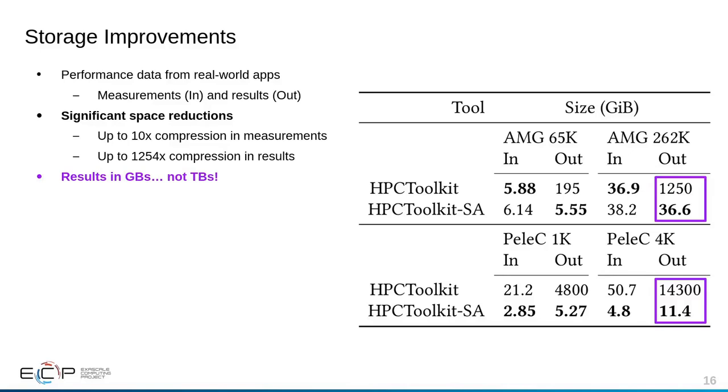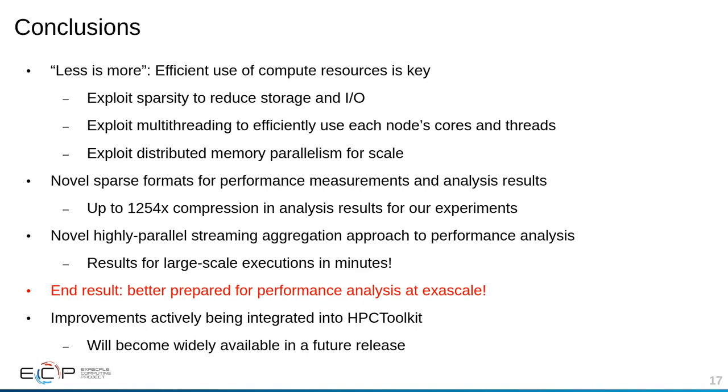Let's conclude. Less is more. The efficient use of compute resources is the key for us to succeed in the exascale era, which means we need to exploit sparsity to reduce storage and I/O, we need to exploit multi-threading to efficiently use each node's cores and threads, and we also need to exploit distributed memory parallelism for scalability.